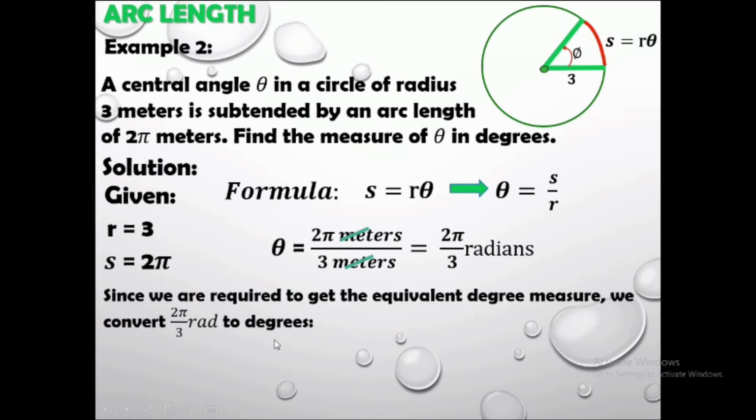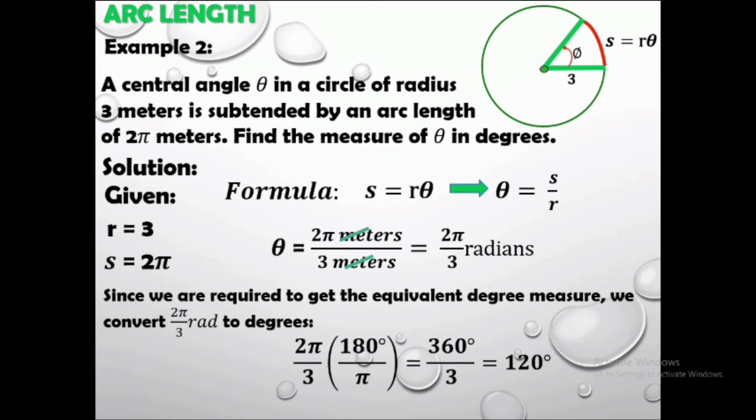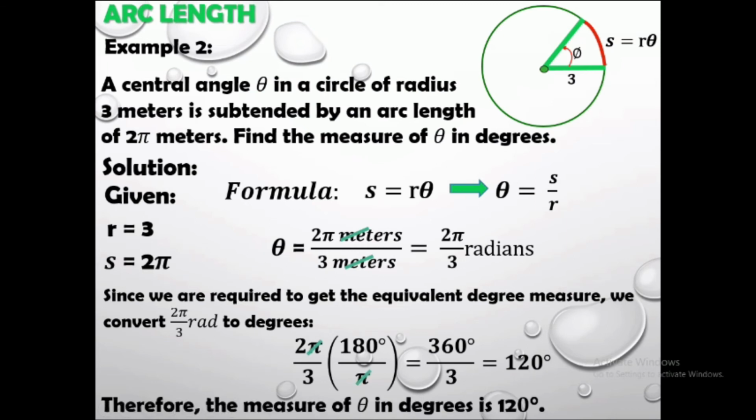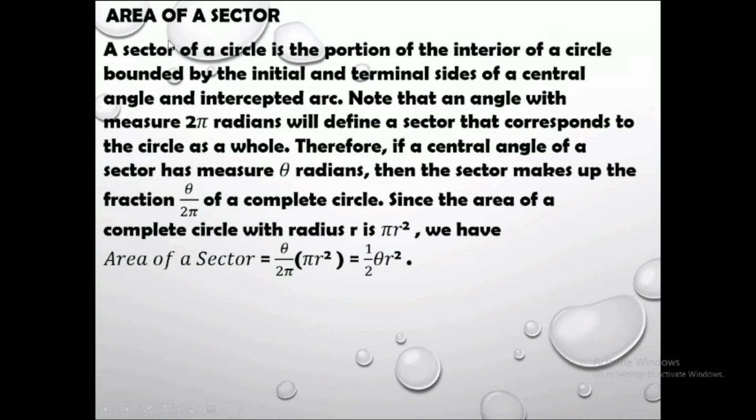Since we are required to get the equivalent degree measure, we convert 2 pi over 3 radian to degrees. So, we have 2 pi over 3 times 180 degrees over pi equals 360 degrees over 3 equals 120 degrees. Therefore, the measure of theta in degrees is 120 degrees.